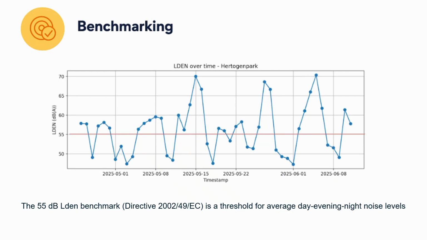Next, in Louvain, we evaluated a KPI measuring exposure to noise pollution using sensors. This graph shows the day, evening, night noise level, or LDAN, measured at Hertogen Park over time. Across the measurement days, LDAN values ranged from around 47.3 to 70.4 decibels, with an average of 56.3, which is slightly above the EU benchmark level of 55 decibels, which is set by the Noise Directive.